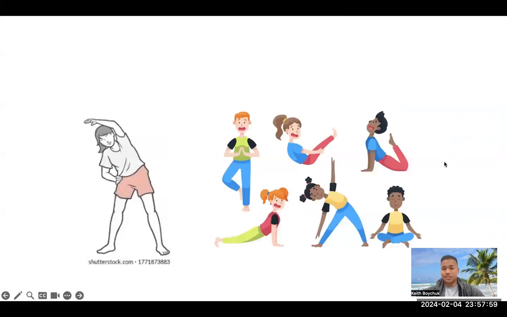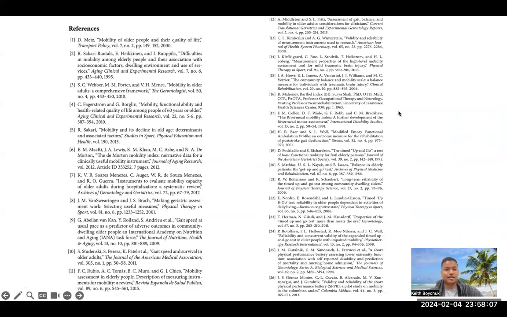So that was a pretty long and quick and brief topic. So be sure to stretch. And here are some of the references from the article.